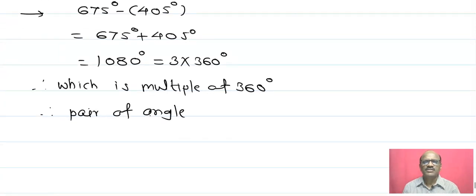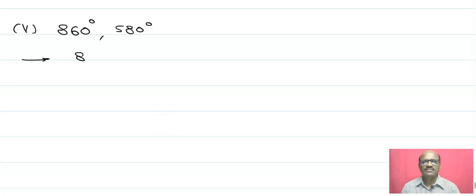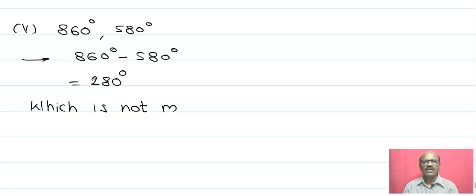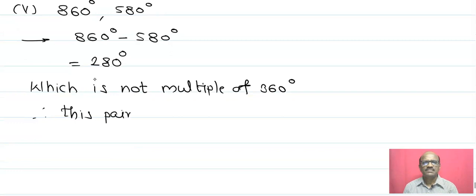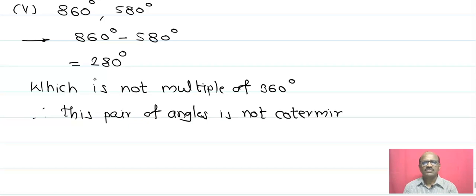The trigonometry starts from easy problems now. Next is number 5: 860 and 580. That is 860 degrees minus 580 degrees. The angle comes to 280, which is not a multiple of 360. Therefore, the given pair of angles are not coterminal angles. This pair of angles is not coterminal.